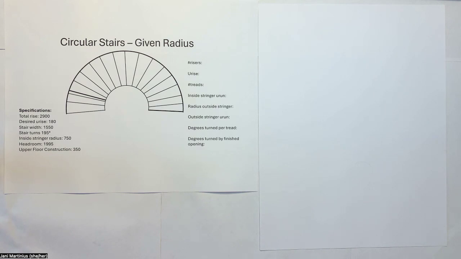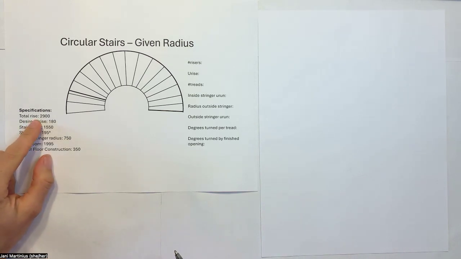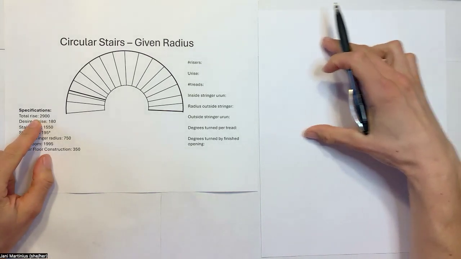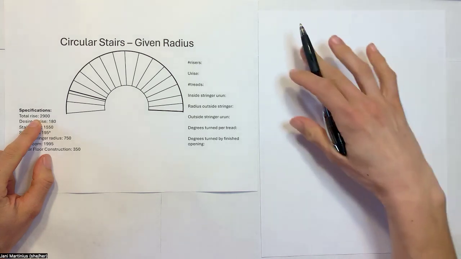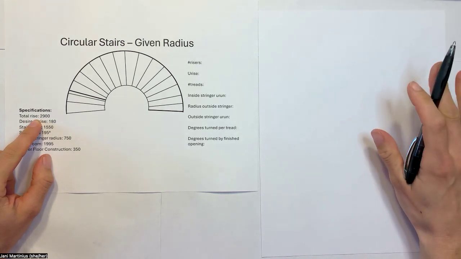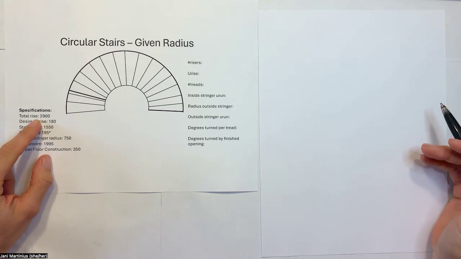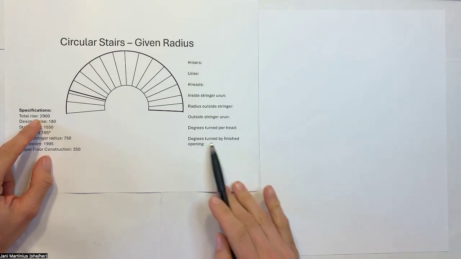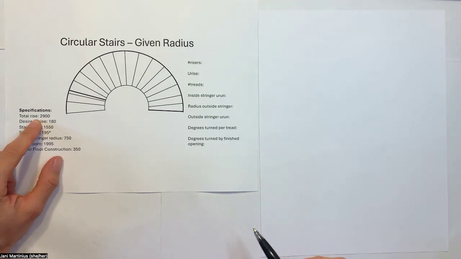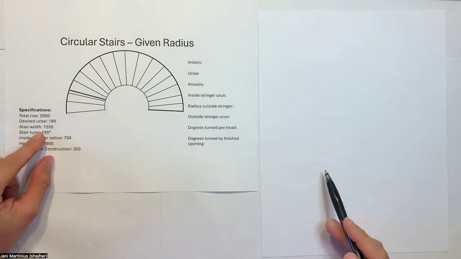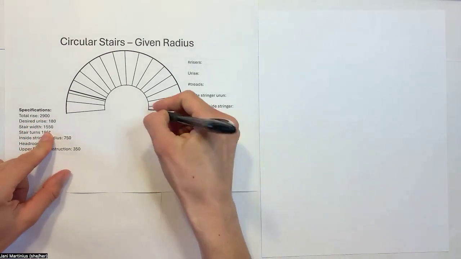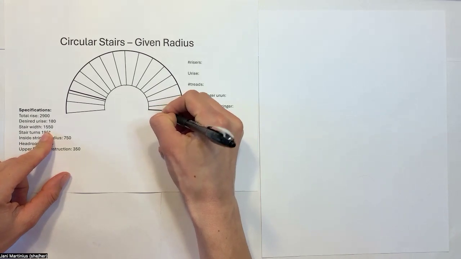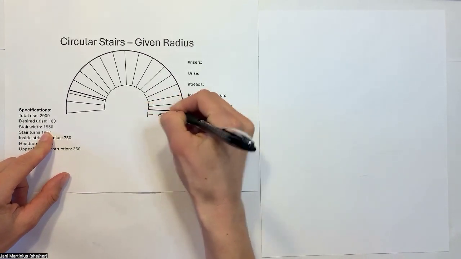Okay, so let's write some of these things in first. Now, of course, we have what we're trying to figure out, but let's not get there yet. Okay, so total rise. I'm going to leave space up here on my piece of paper to draw out the set of stairs in an elevation view, just like a straight stair. That's going to help us with the finished opening length later. But stair width, 1,550. We can pop that in here. That's from here to there.